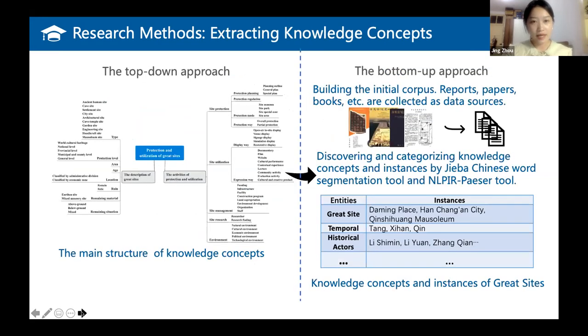And secondly, I extract knowledge concepts. On the one hand, I use the top-down approach. I collect dictionaries and thesaurus, and then consult some experts to determine the main structure of knowledge concepts. On the other hand, I use the bottom-up approach. I collect a wealth of knowledge concepts and instances of great sites by building corpus, word segmentation, and entity recognition.